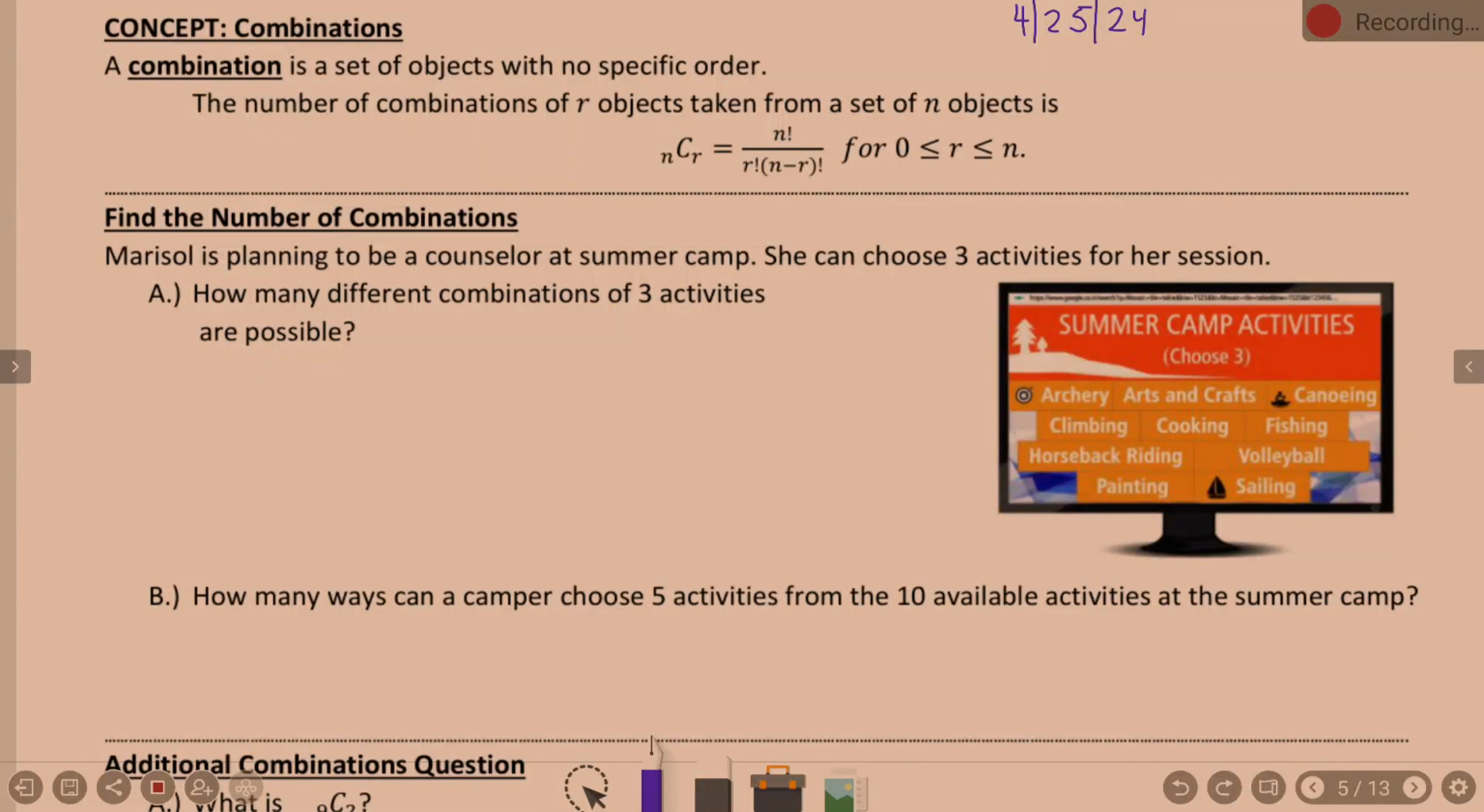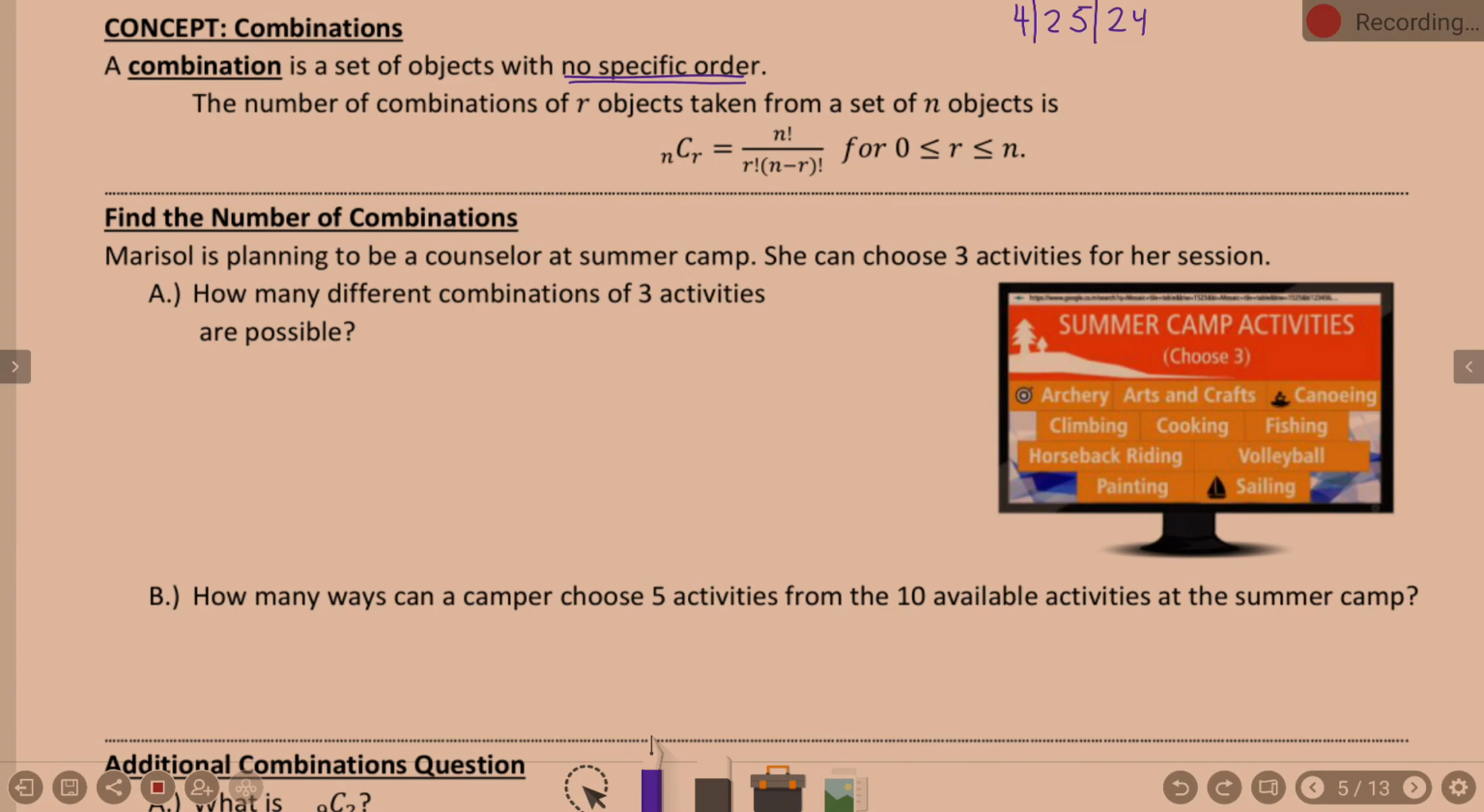So in 12.2 yesterday, we talked about permutation. And if you go back and look, or if you recall, permutations are when order does matter. Okay, when we're arranging things, order does matter. Today we're going to start by looking at the other part of this, which is combinations. And combinations is a set of objects with no specific order. So you will often hear me say order does not matter.